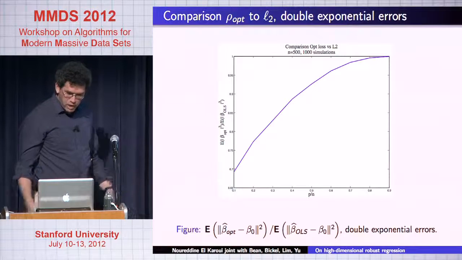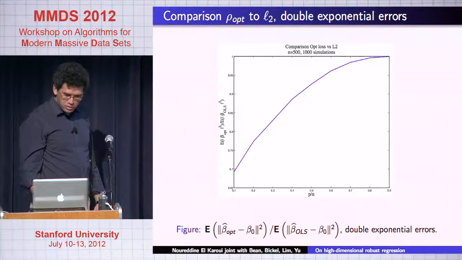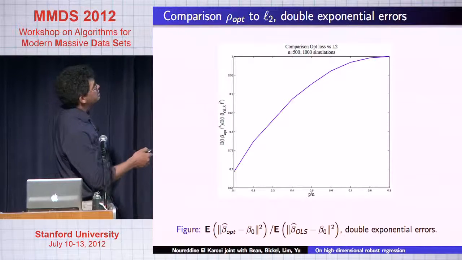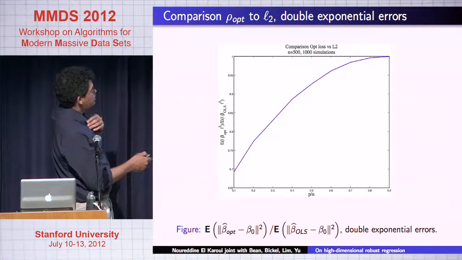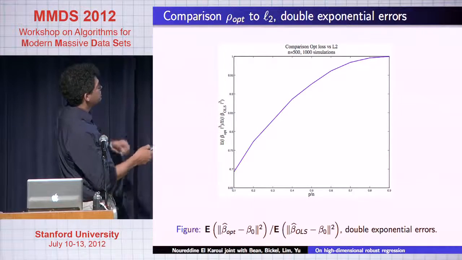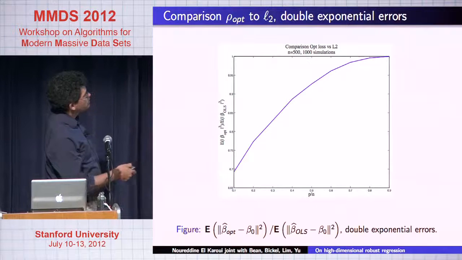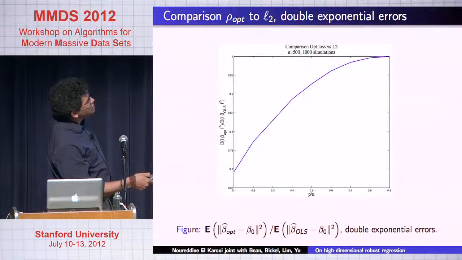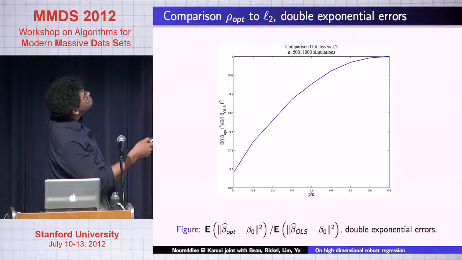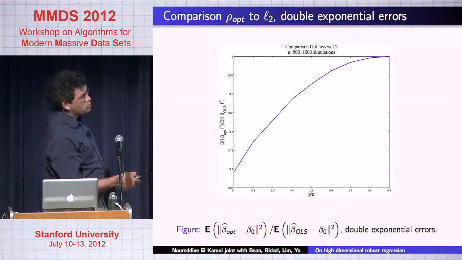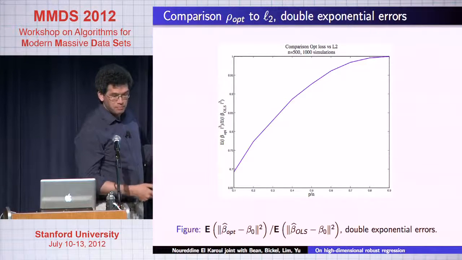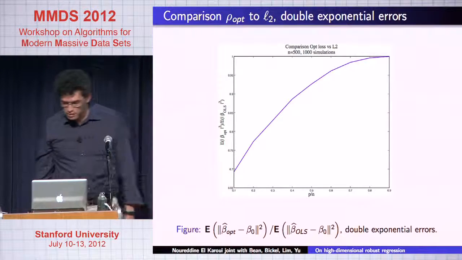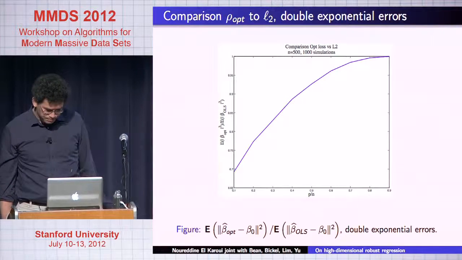And now I compared this optimal estimator to the least squares situation, and again, the ratio of the performance is always less than 1, so the estimator beats least squares. What you see that's also interesting is that as P over N goes to 1, it seems that the performance of the two becomes essentially the same. And I'll give a little bit of explanation about this.